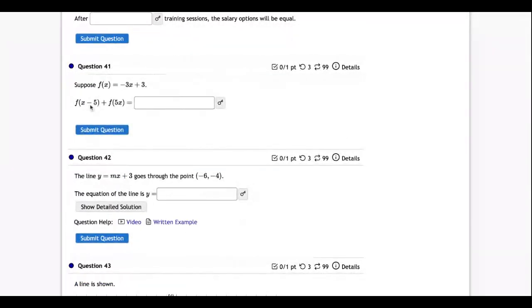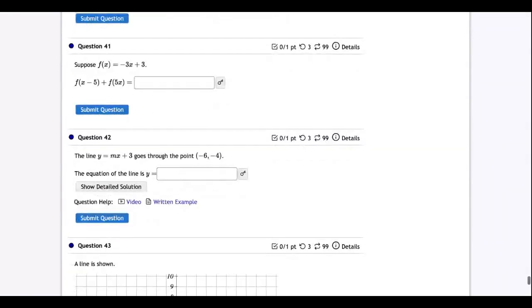The first one, f of x minus 5 means the input is x minus 5. So we just have to do negative 3 times x minus 5 plus 3. Right? The second one, the input is 5x. So do negative 3 times 5x plus 3. We add those two functions.